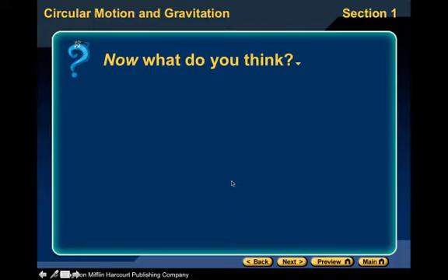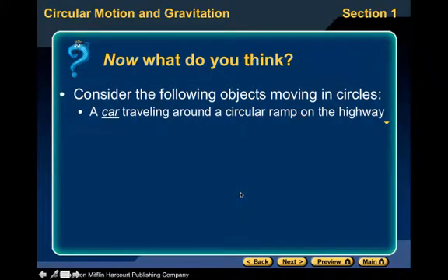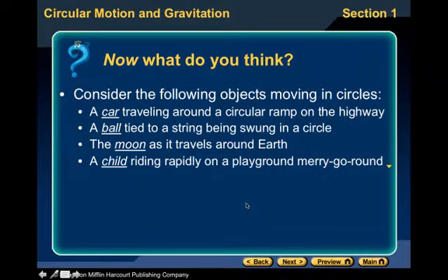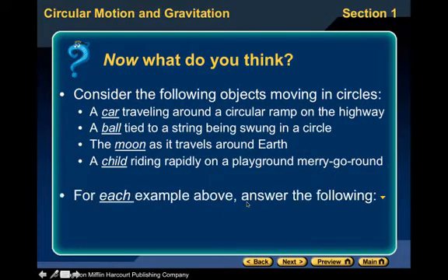Okay, in this lecture we're going to look at circular motion. So look at these objects moving in a circle: a car traveling around a circular ramp on the highway, a ball tied to a string being swung around in a circle, the moon as it travels around the earth, and a child riding rapidly on a playground merry-go-round.